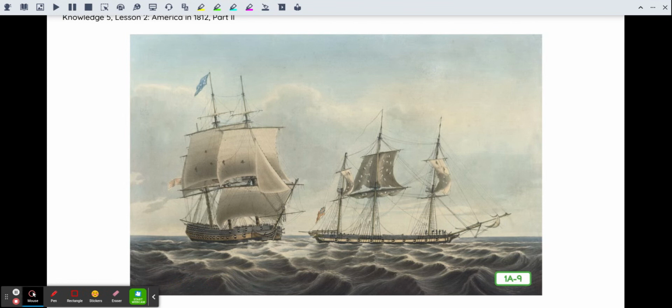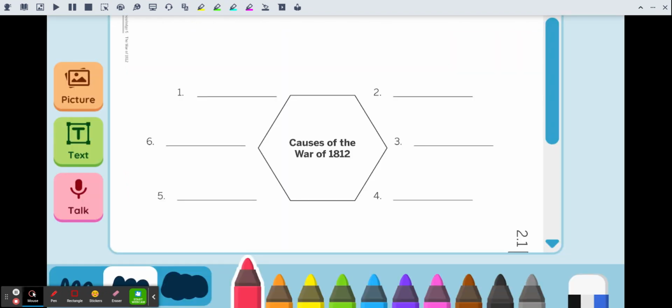Remember that America fought Great Britain for independence in the Revolutionary War. After the Revolutionary War, the United States grew in size and wealth. Under Thomas Jefferson, the third president, the country purchased the Louisiana Territory, doubling the size of the United States. You will use this activity page to keep track of the causes of the War of 1812.